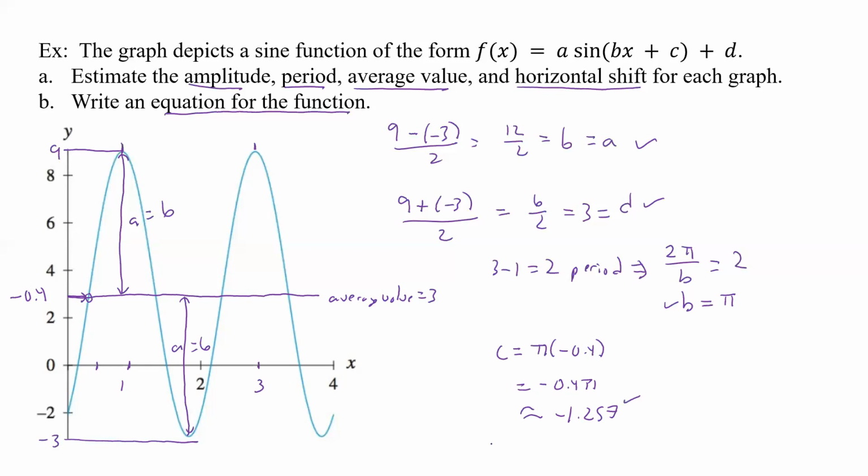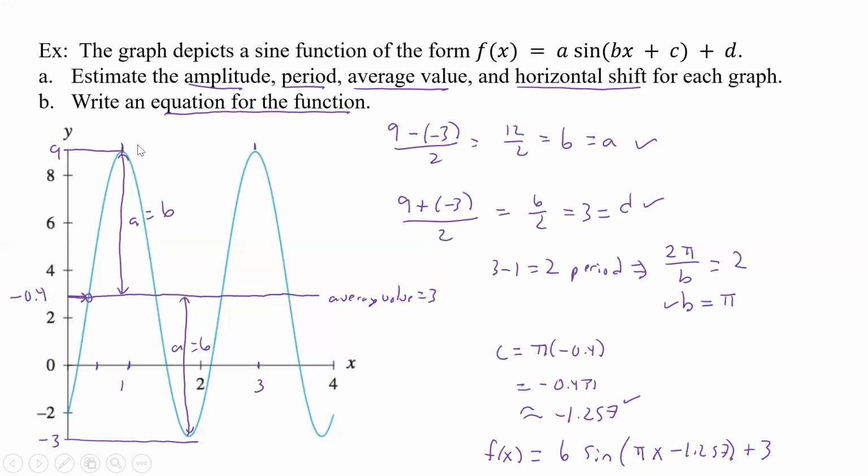And so I can say, okay, let's say f of x equals A, which we said was 6, sine of B, which we said was pi times x, and then minus 1.257, which was the C, and then D is going to be plus 3. That is my whole function worked out to give us the actual equation for that graph. Now, key parts are, I don't know for sure if it's 0.4 or negative 0.4, if you think about it being shifted to the right.